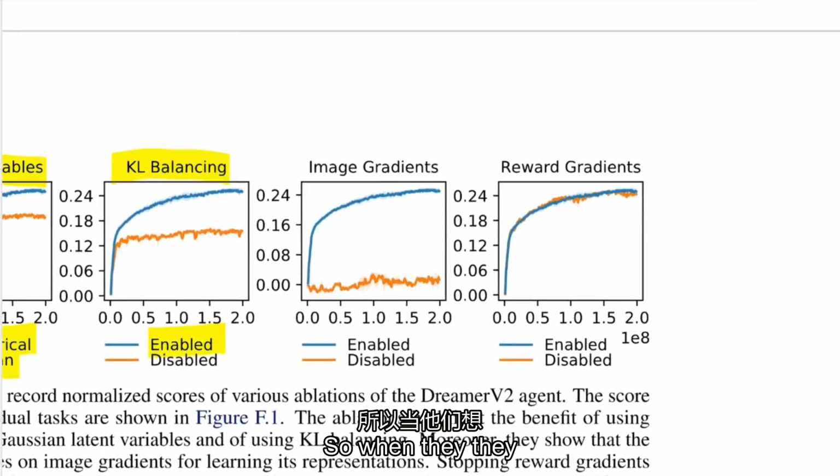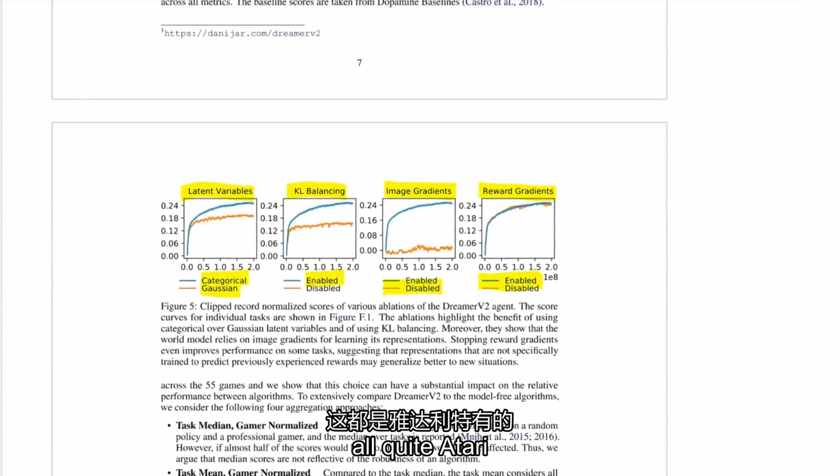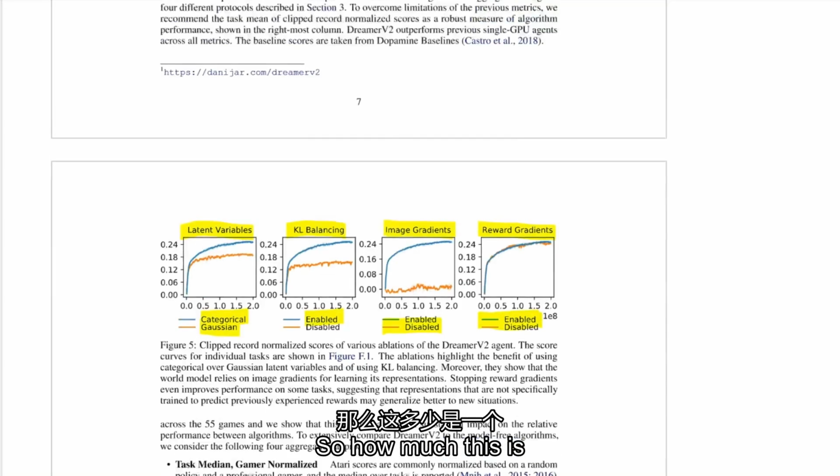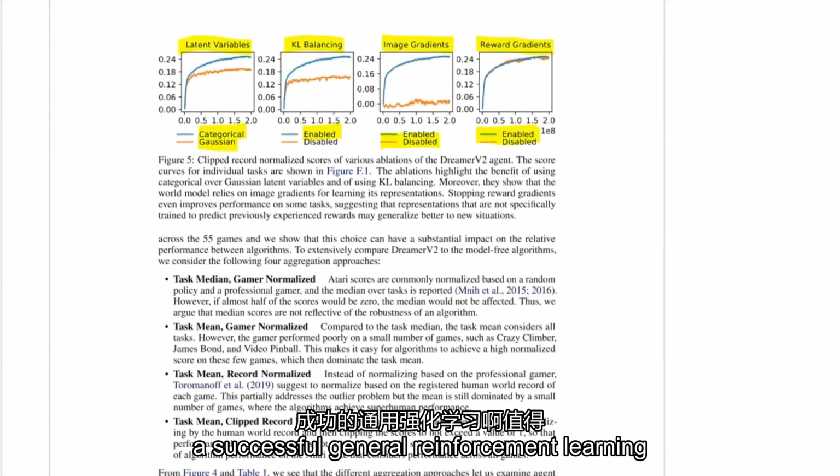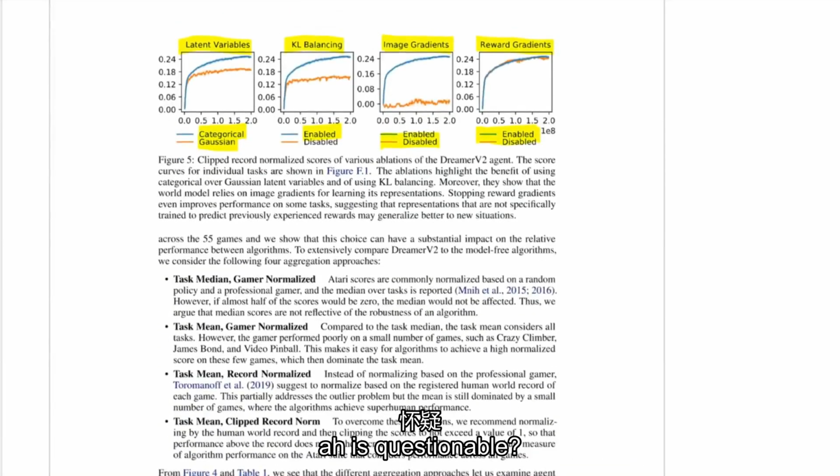Image gradients. When they wonder, can we learn the world models from predicting images, or from predicting rewards, or from both? They do both as a default, but if they leave away the image gradients, it doesn't work anymore. However, if they leave away the reward gradients, you can see it still works pretty well. Again, this is all quite Atari specific, and it also means that the Atari game lends itself to exactly this kind of model. So how much this is a success for general reinforcement learning is questionable.